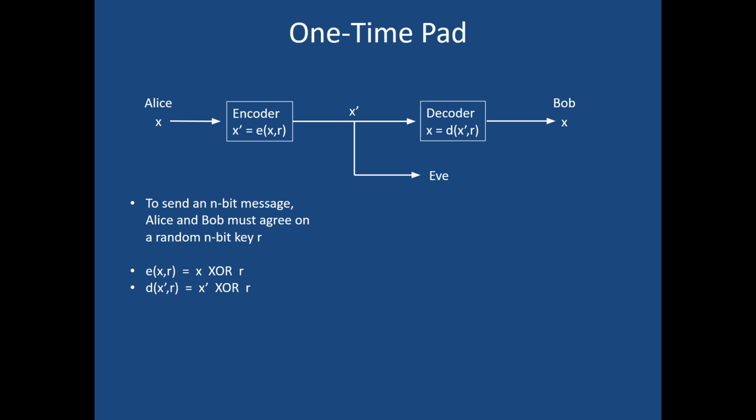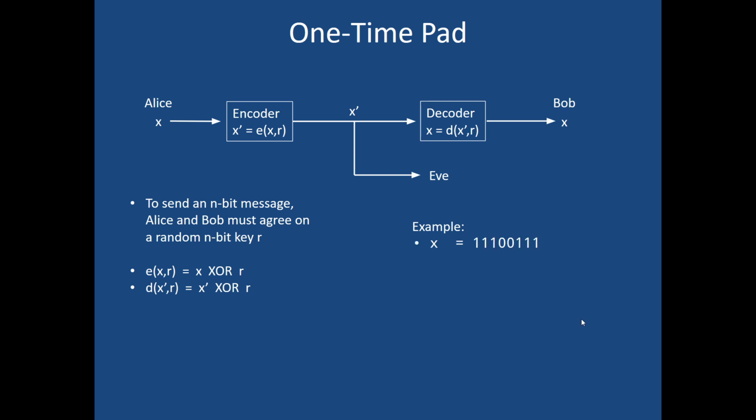So the idea is to send an n-bit message. Alice and Bob must agree on a random n-bit key, R. Then what Alice does is take the plain text message and XOR every bit with the corresponding bit in R. And Bob decrypts by taking the encrypted message and XORing it again with R. So that's called a one-time pad.